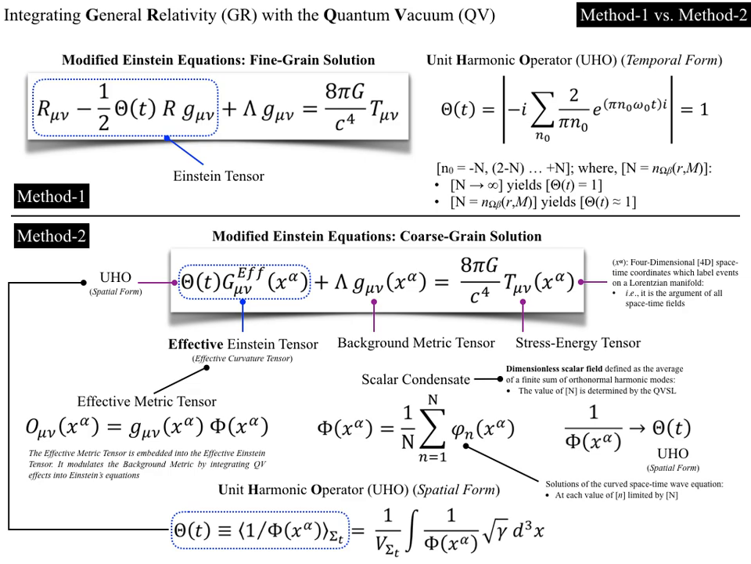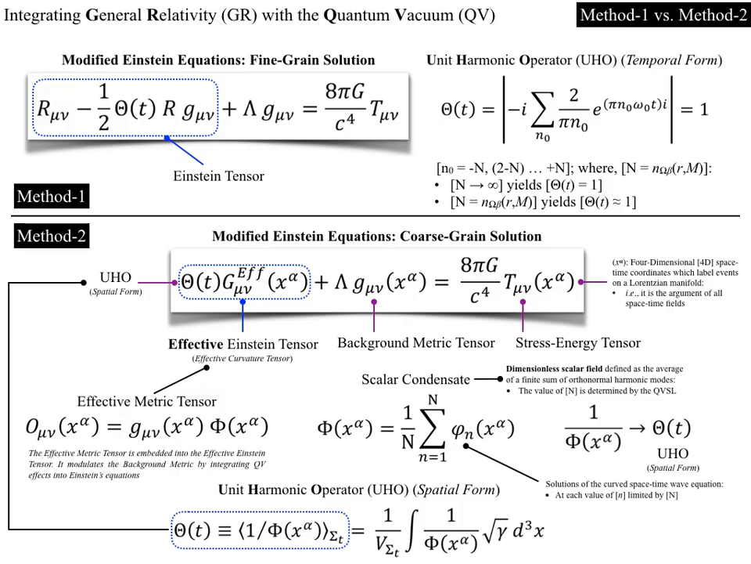Now look at the bottom half, method 2, the coarse-grained solution. Here, the modified Einstein equations are written differently. The same unit harmonic operator now multiplies the effective Einstein tensor. The background metric and stress energy tensor appear unchanged. So then, how does the vacuum enter? Well, it enters through an effective metric shown on the left. Phi is a dimensionless scalar condensate, that is, a finite sum of orthonormal mode functions averaged over n modes. Once again, n is set by the quantum vacuum spectral limit. Notice the difference.